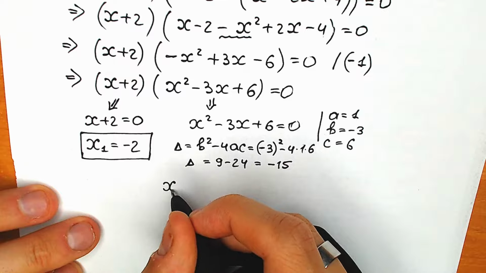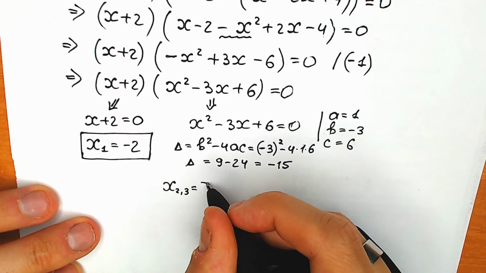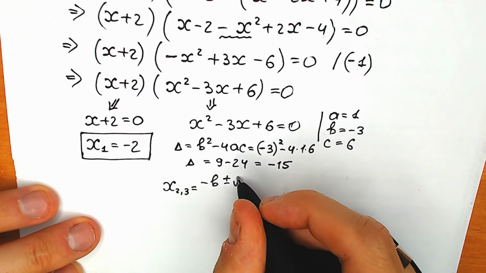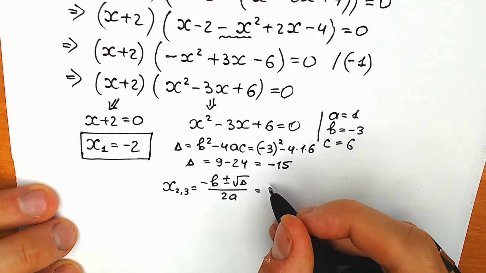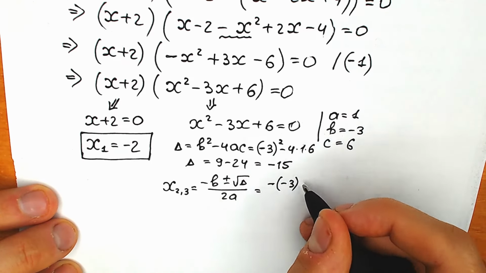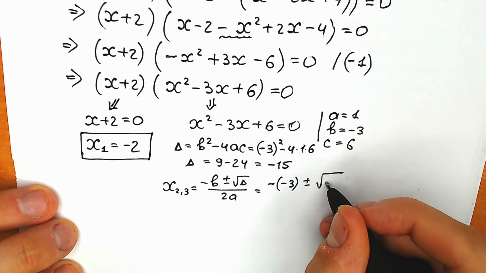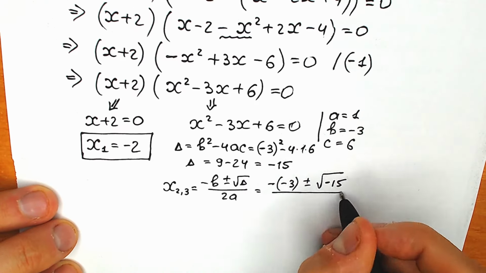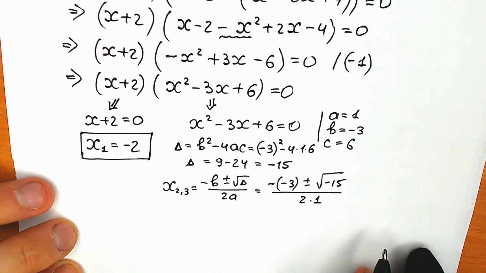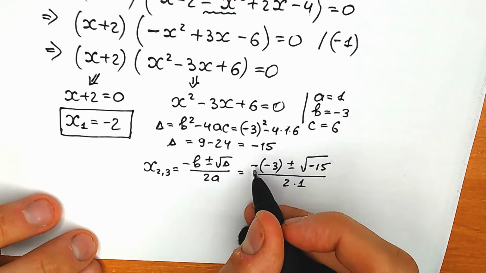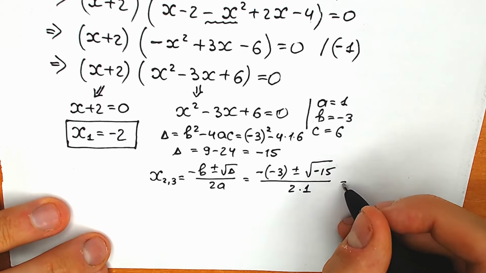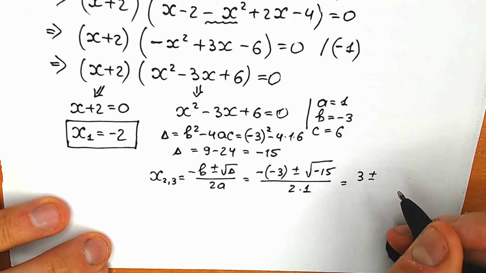So as a result, we have x second and third equal to minus b, the well-known formula, yeah? Plus minus square root of d and all over 2a. So as a result, we have minus b, minus minus 3, plus minus square root of discriminant, square root of minus 15 and all over 2 times 1. Let's simplify this real quick because yeah, we can do it. We have two negative signs. We can write it as a positive. So we have 3 plus minus square root of minus 15.